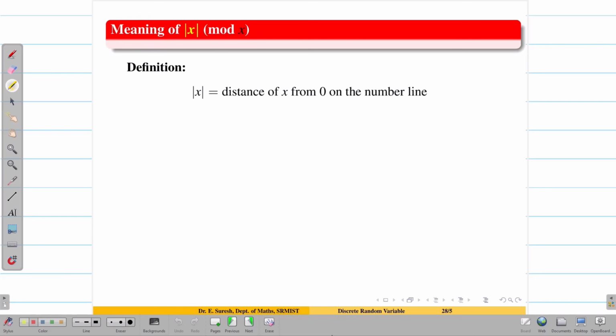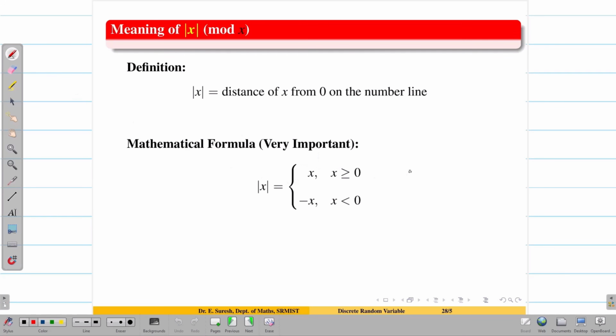Mod x is the distance of x from 0 in the real line. This is the definition of mod x. Whenever the value is greater than or equal to 0, mod x is simply x. Whenever the value x is less than 0, mod x is going to be minus x. Then if you substitute any value, minus into minus plus, you always get the positive value.